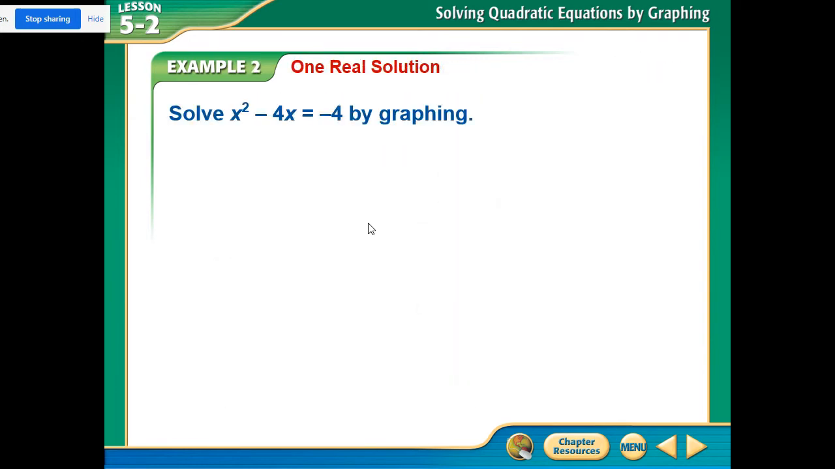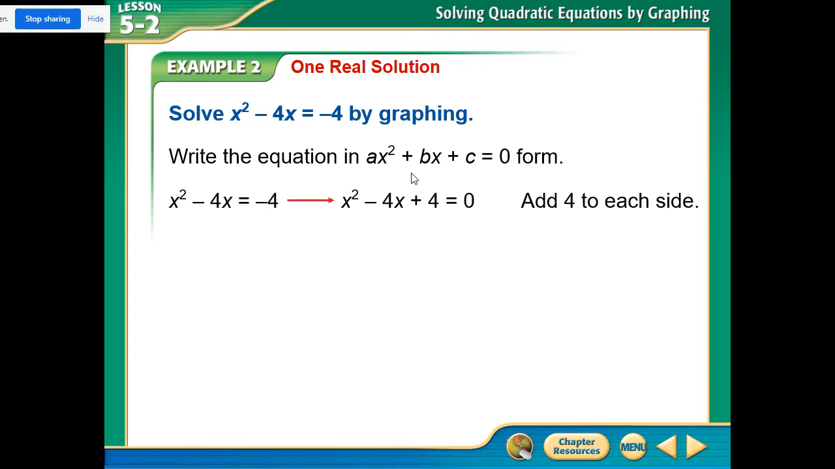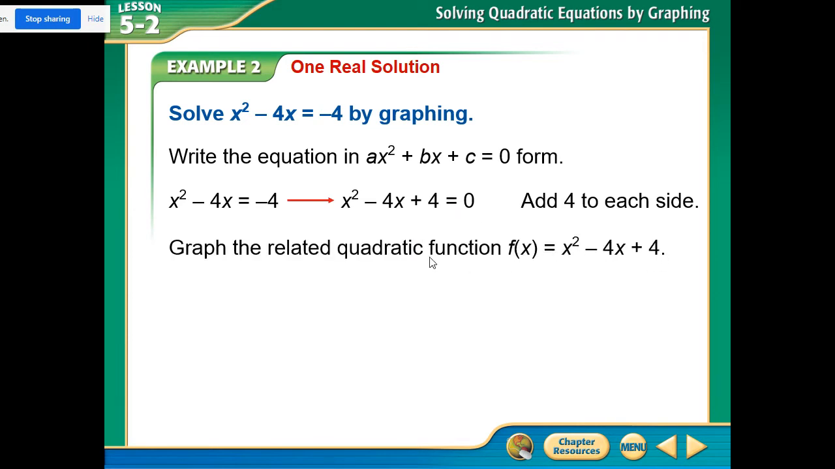All right, what happens if we have one solution? Well, let me show you that type. So notice this original problem, it does not equal 0, so we're going to have to move that 4 over so that it does. And it does need to be in that 0 form, so x squared minus 4x plus 4 equals 0. Then you can go ahead and graph that.